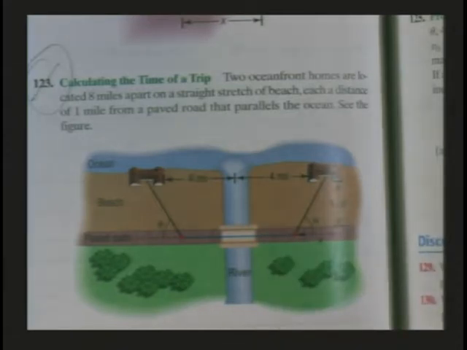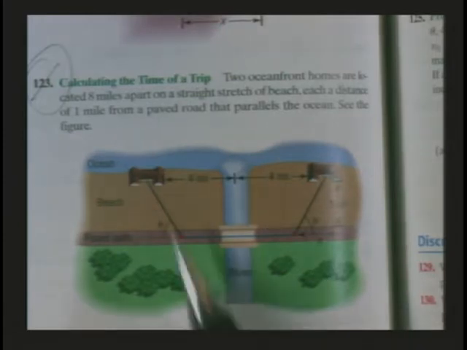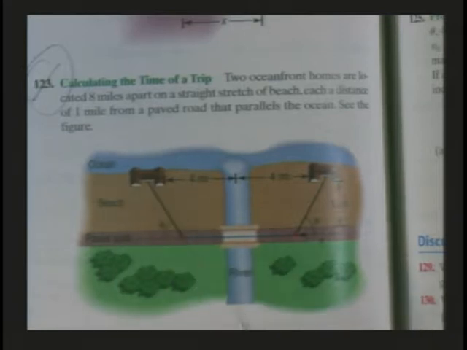Oh, Sally can jog 8 miles an hour along the paved road. That's a fairly good jogging pace. And then it's only 3 miles an hour, though, which is kind of a decent walking pace on the sand.